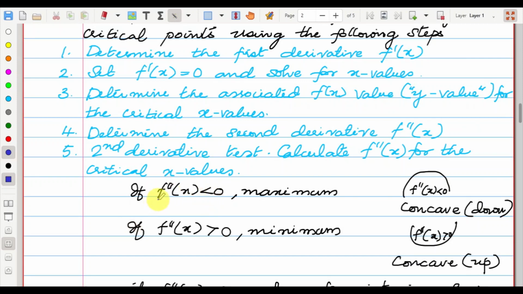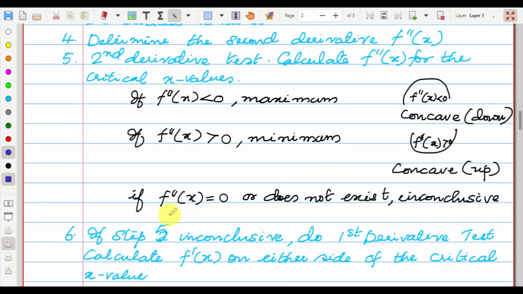If f double dash of x is less than 0, then it is a maximum. That is, we will have a concave down curve. So this point will be a maximum. And if f double dash of x is greater than 0, we will get a minimum point, that is concave up. So we will get a minimum point here. If f double dash of x equals 0 or does not exist, it means it is inconclusive. We cannot conclude anything from this.